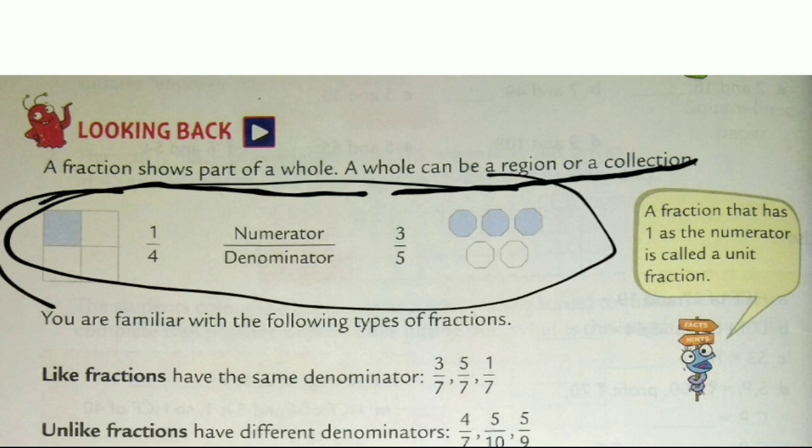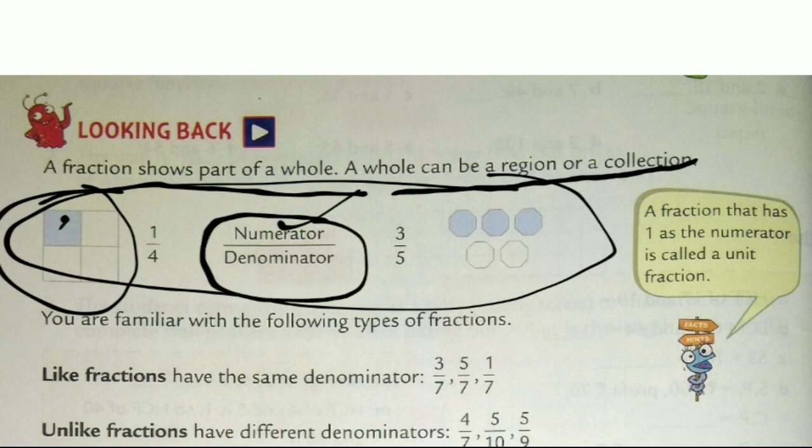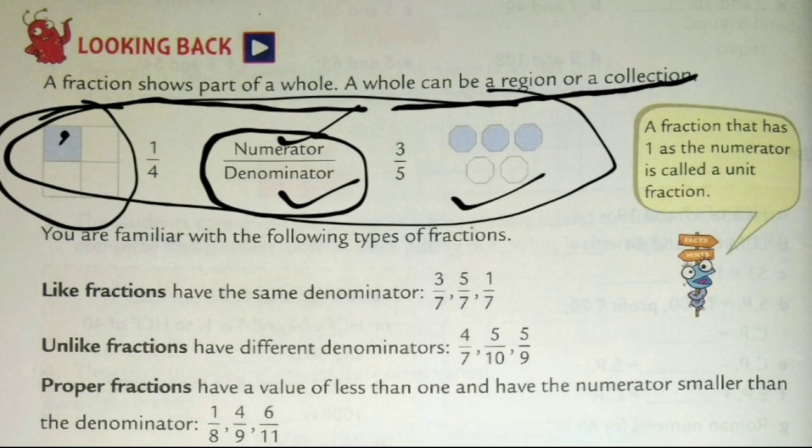In this box, 4 boxes are inside. It means 4 is total, and out of 4 only 1 is filled, so we will write 1 upon 4, and this 1 upon 4 shows the numerator and denominator. One more example is shown here. Next, a fraction that has 1 as the numerator is called a unit fraction.